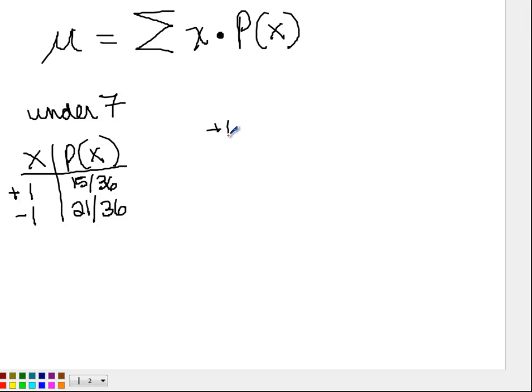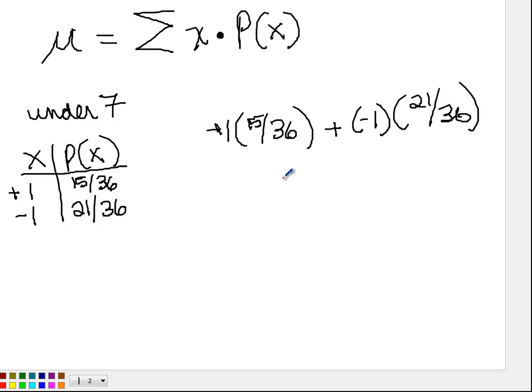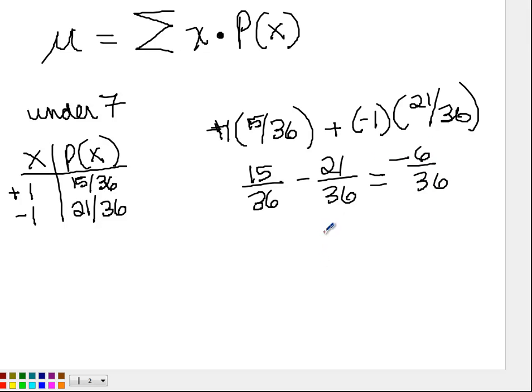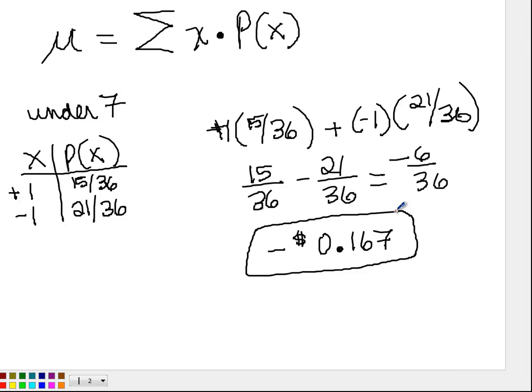So to figure out the expected value of that, you're going to take the plus $1 and multiply it by its probability of 15 over 36. And then you're going to add the next one, which is negative 1 times its probability of 21 over 36. When you multiply it out, you get 15 over 36 minus 21 over 36. And then when you do the calculations, 15 minus 21 is negative 6 over 36. And then when you divide it out, you get this answer. So in the long run, you're going to lose, since it's a negative. It's going to lose 0.167 cents.